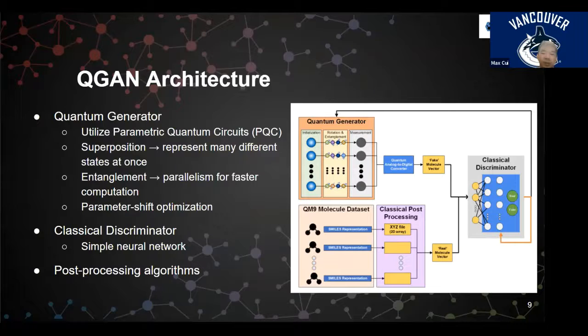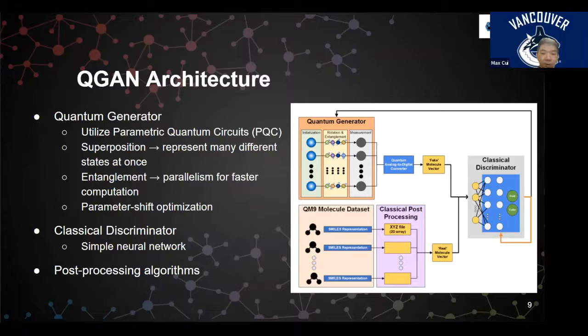In addition, we also use the parameter shift optimization, which is just a super fast optimization algorithm for quantum computing. Now, after the generator comes the discriminator, which we decided on keeping classical, so opting for a hybrid quantum classical QGAN overall. Although there are QGANs that have fully quantum discriminators, we felt that the discriminator didn't really need the speedups offered by quantum computing, since all it really does is classify between real and fake, which is arguably a much simpler job than the generator, which has to generate realistic molecules from scratch.